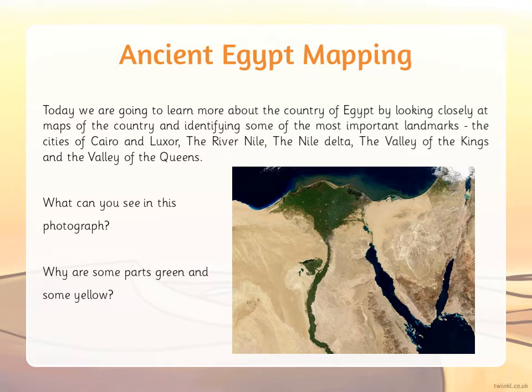So if you just have a little look at this photograph, just pause it there and have a think. What is all this yellow part here? You should be shouting at the screen. That is definitely all desert. As you can see, Egypt is mainly made up of desert. Now, this little green trail running down the middle, what do you think that is? Again, you should be screaming, that's the River Nile, and you are exactly right.